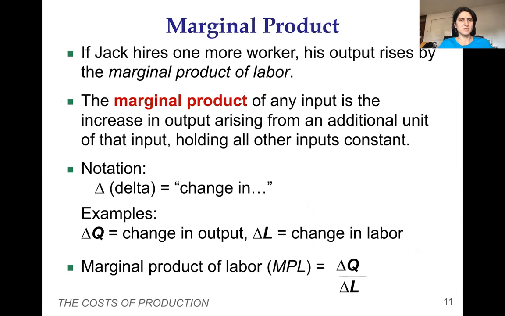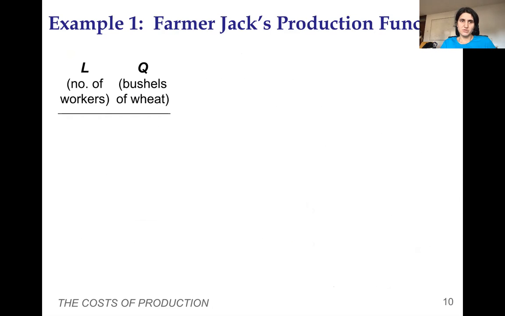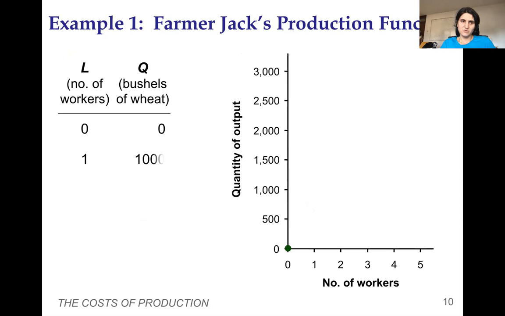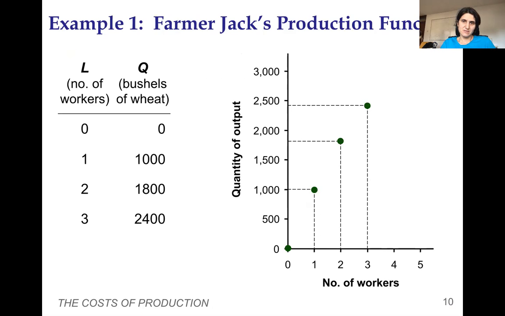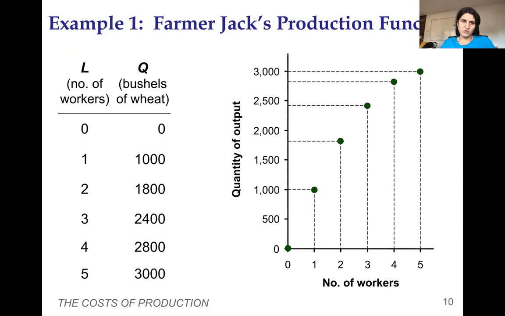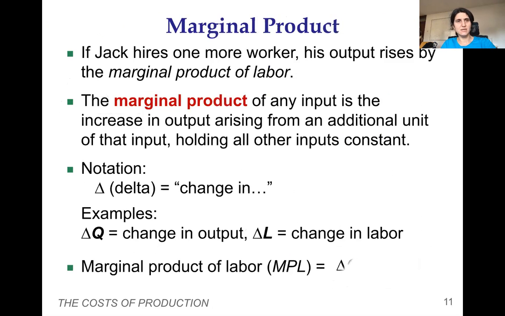Okay, total product. So what is the marginal product? We are going to come to marginal product from here. So the output is shown by table in the left and by a graph in the right. Okay, if Jack hires 1 more worker, his output rises by the marginal product of labor. Okay, marginal product of labor is how much output increases due to an increase in the number of workers. Okay, 1 unit increase in the number of workers.